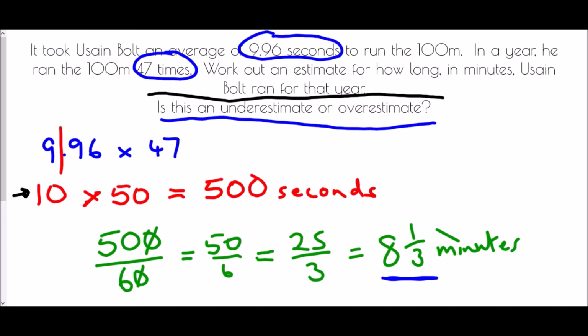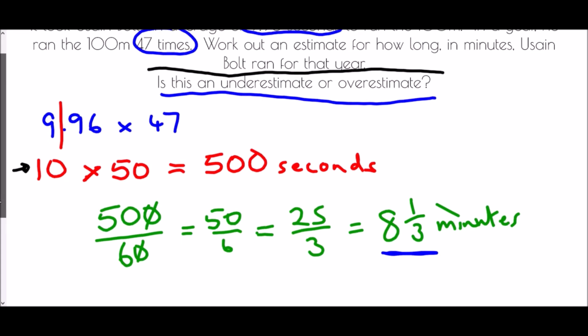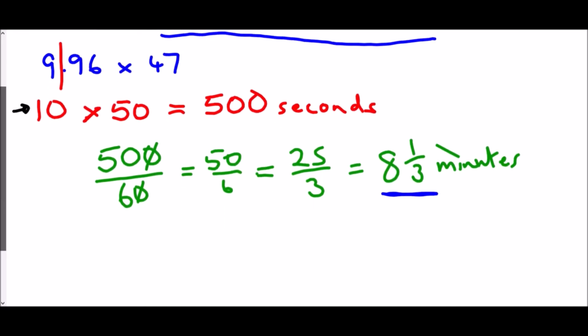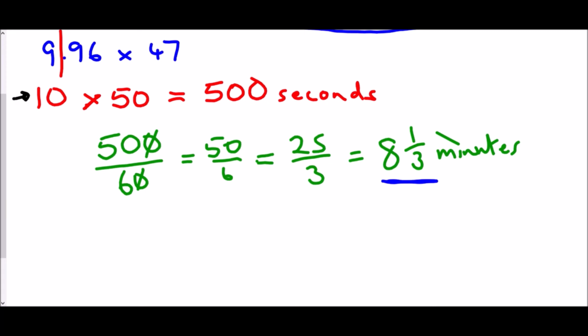So here, I rounded up the first number, I rounded up the second number, and so in both cases I used a number larger than the real value. And therefore, because both of those numbers are larger than the real value, this is an overestimate. And so actually the real answer was less than 8 1/3 minutes.